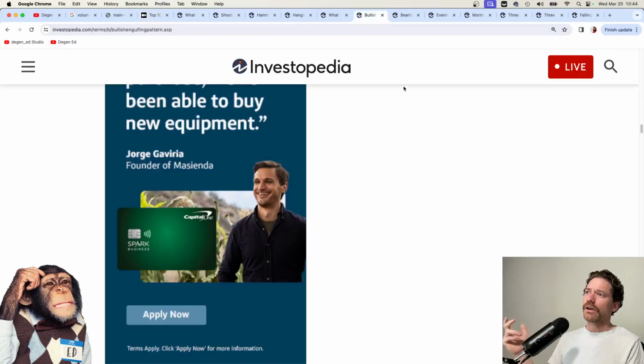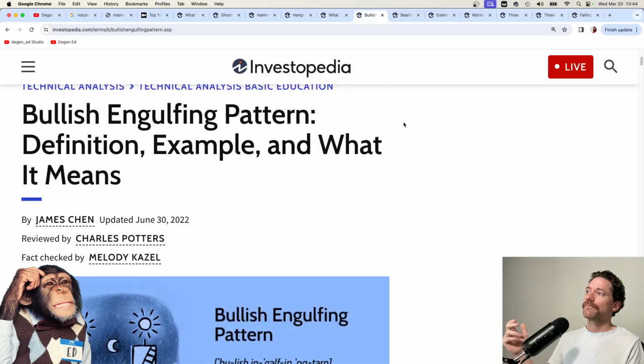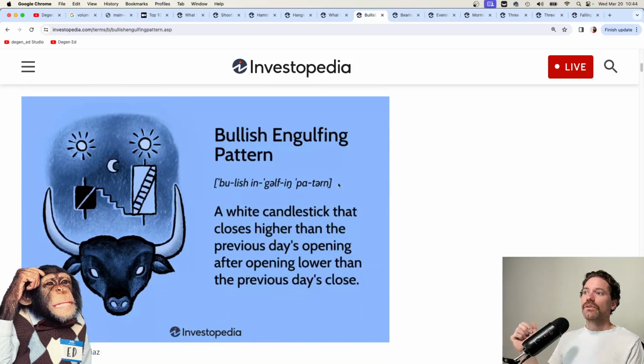So here, I'm just going to click over to the bullish engulfing candle. Just scroll up to that. And so the definition, example, and what does it mean? And so the bullish engulfing pattern is a white candlestick or a green candlestick that closes higher than the previous day's open after opening lower than the previous day's close. So it engulfs the previous day's candle.